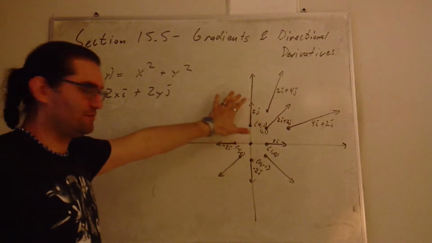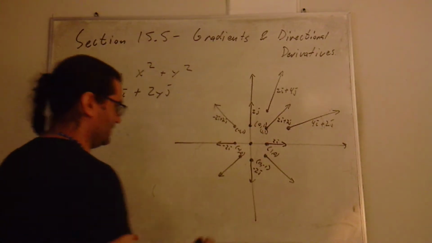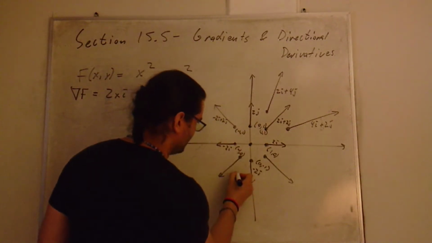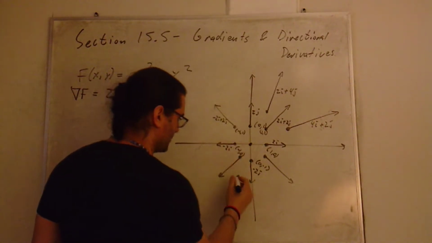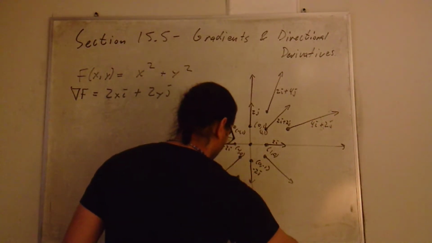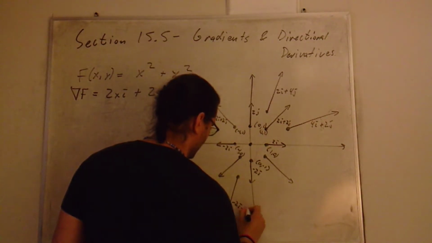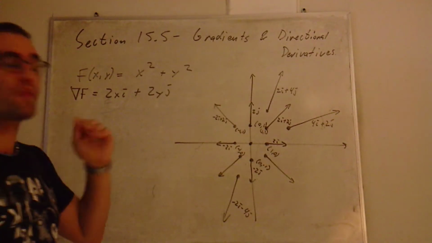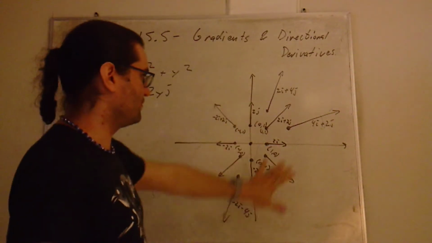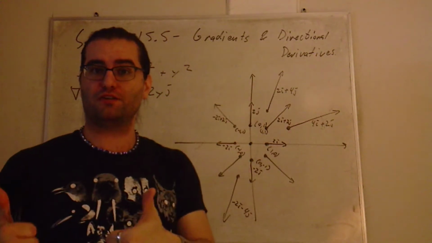And hopefully you can imagine me continuing this at any point you want. We can plug in negative 1, comma negative 2. It's going to go down negative 2i minus 4j. And you could keep going if you want to complete this picture, make it really pretty. I encourage it. It should be fun.